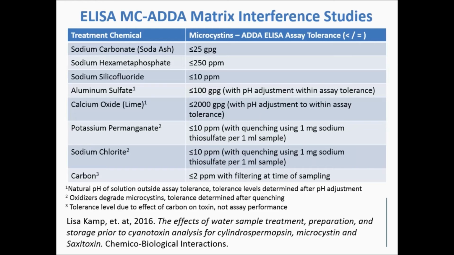I should note the tolerances for all oxidants were determined after the sample was quenched. Our method requires quenching of all samples subjected to an oxidant immediately upon collection. This is not due to a limitation of the assay, but rather the fact that most oxidants can degrade microcystins over time, as some of Nick's data showed. Overall, chemical tolerances were greater than concentrations typically used in a treatment plant, with the exception of carbon. The low tolerance level for carbon was due to the fact that microcystin adsorbs onto carbon and not necessarily assay performance. Next slide.